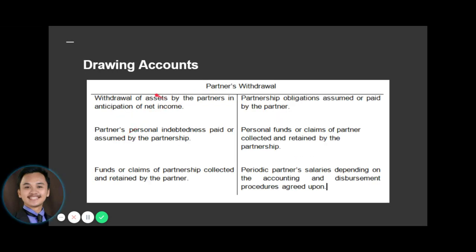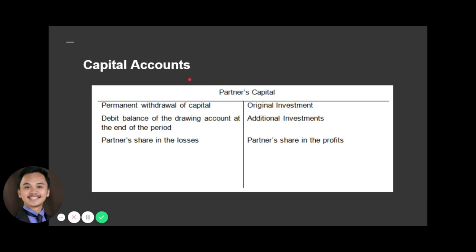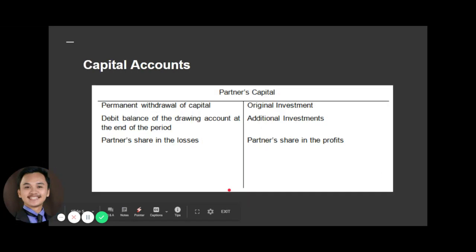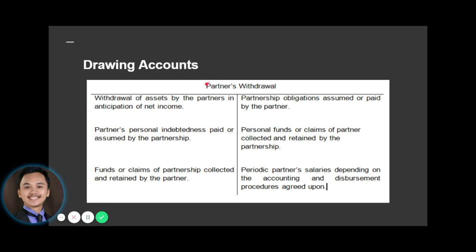The second account is your drawing account. Actually, this drawing account of the partner is only a temporary account, because at the end of the accounting period, this drawing account will be closed to the capital account. If you have noticed here, on the debit side of the partner's capital, we have permanent withdrawal of capital and the debit balance of the drawing account. So whatever the debit balance of the partner's withdrawal ledger is will automatically be debited to the partner's capital. In short, if there is a debit balance in the partner's withdrawal, the effect is a reduction of the partner's capital.